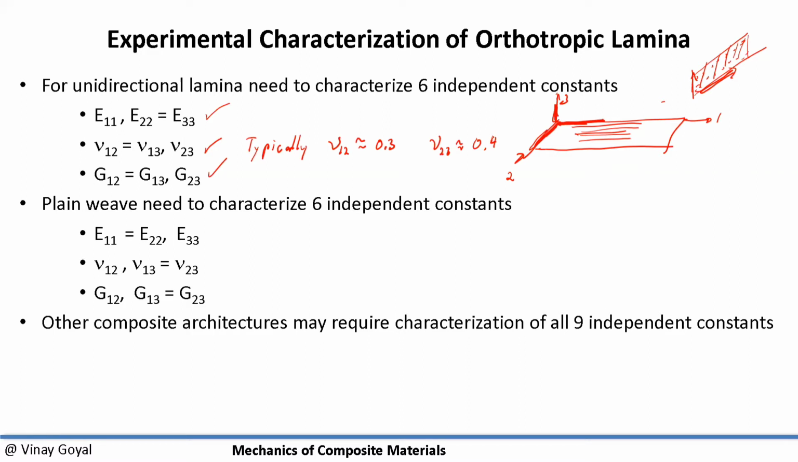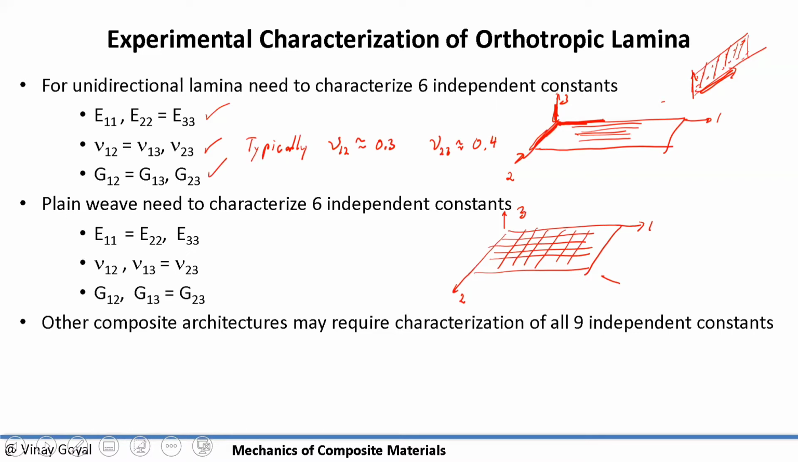Now when I look at plane weave composites, so I have a plane weave composite. Here's my weave. Plane weave composites have fibers going in both directions. So it makes sense that if I have an even number of fibers going in each direction, E11 must be equal. Say for example that this is the one direction and this is the two direction. Sorry, this is the two direction, and this is the third direction.